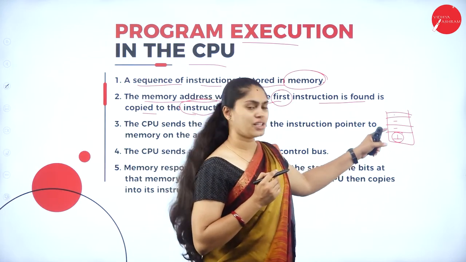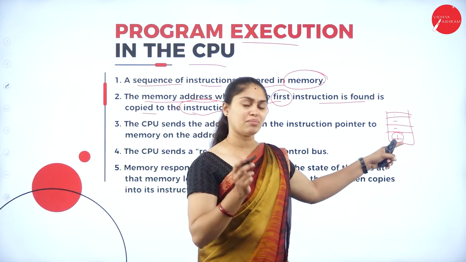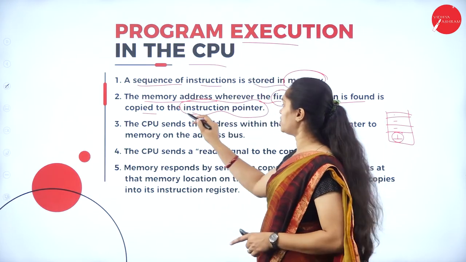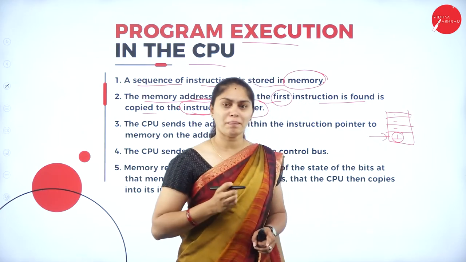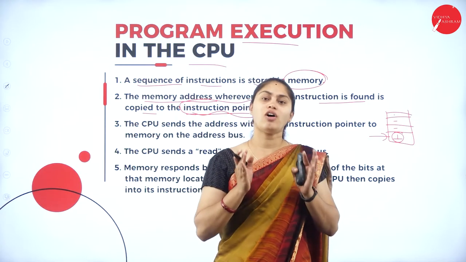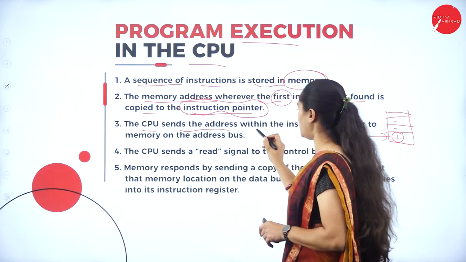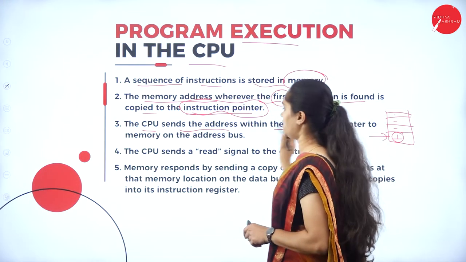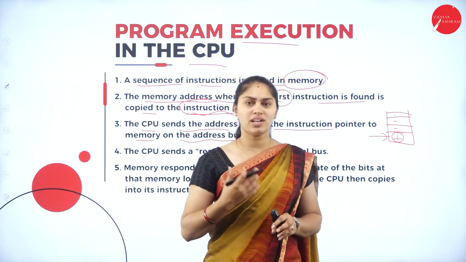When I find the first instruction's address, where it is in the memory, at that time that address is going to be copied to the instruction pointer. The instruction pointer will copy the address of the first instruction in a set of instructions in computer memory. So in step 3, the CPU sends the address within the instruction pointer to memory on the address bus. Then what is the CPU going to do?